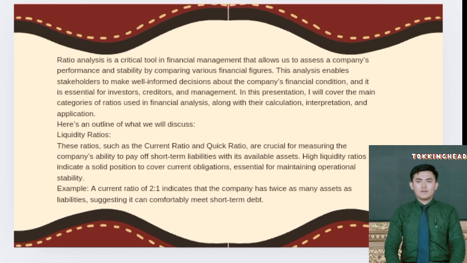Liquidity ratios. These ratios, such as the current ratio and quick ratio, are crucial for measuring the company's ability to pay off short-term liabilities with its available assets. High liquidity ratios indicate a solid position to cover current obligations, essential for maintaining operational stability. Example: a current ratio of 2:1 indicates that the company has twice as many assets as liabilities, suggesting it can comfortably meet short-term debt.